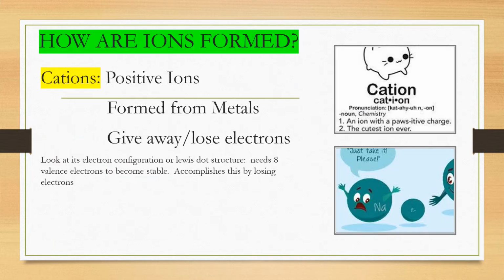All right, let's talk about how ions are formed. The first type of ion we're going to talk about is a cation. A couple ways to remember that a cation is a positive ion: you've got the word cation, and the t looks like a plus sign, so positive ion. Cations are only formed from metals because metals are going to give away or lose electrons. So very important information about cations: they are positive, they are formed from metals, and they give away or lose electrons.